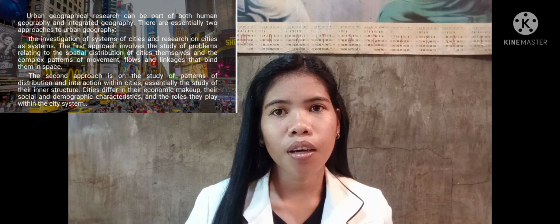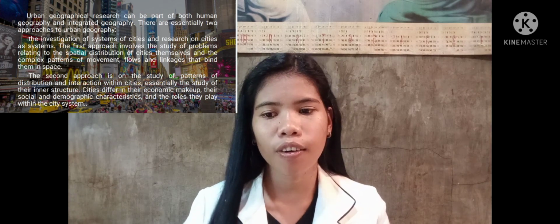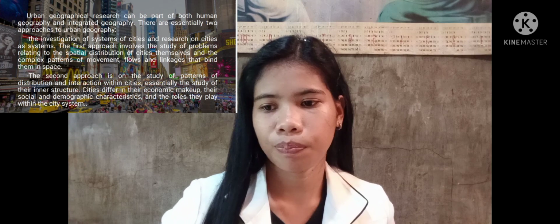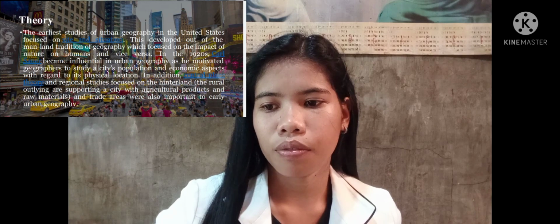pag nagkakaroon ng shortage, hindi ka agad makakabili kung walang-wala ka. So, you produce goods for yourself, for the good of yourself, and for the good of your family. So, doon nagkakaroon ka ng malaki ang role play na ginagawa mo o ginagampanan mo as a secondary and tertiary sector. Next is the theory that involves urban geography.